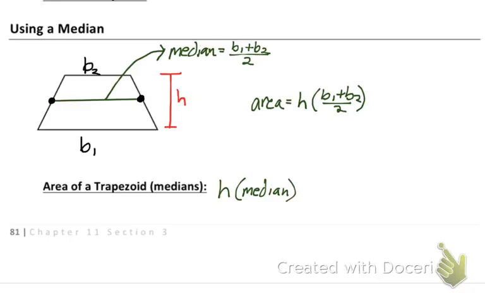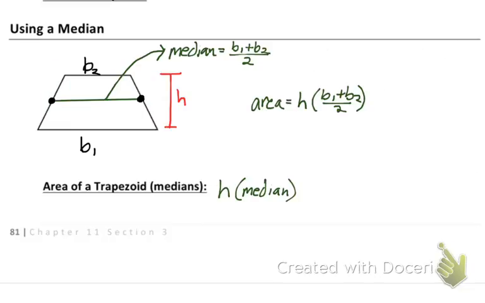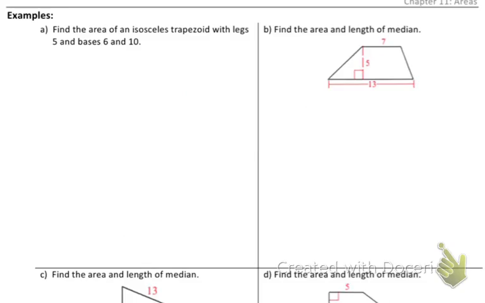All right, so the big two takeaways here is half of height times base 1 plus base 2 is our area, or we can do our height times our median equals our area. All right, let's kind of plug through these answers because we only have 9 minutes, so we're going to go as quickly as possible. We're going to find the area of an isosceles trapezoid with legs 5 and bases 6 and 10. So that means we have to do a drawing of that trapezoid.